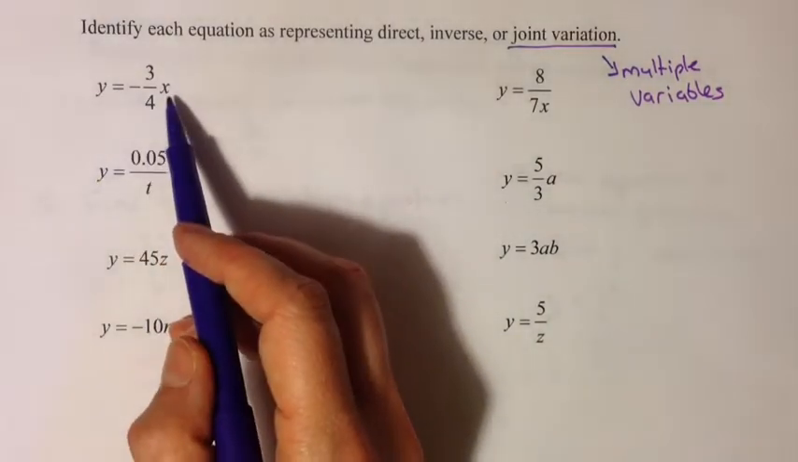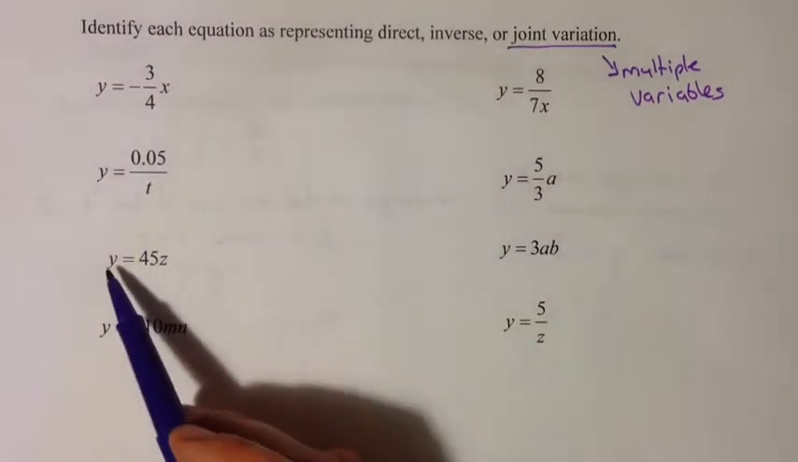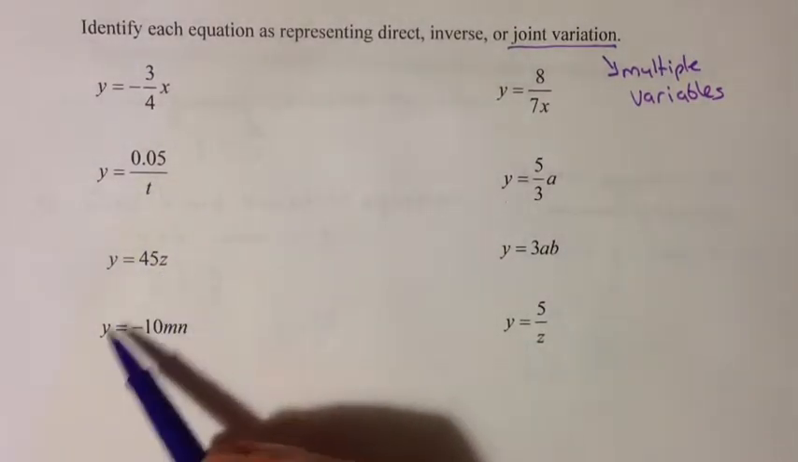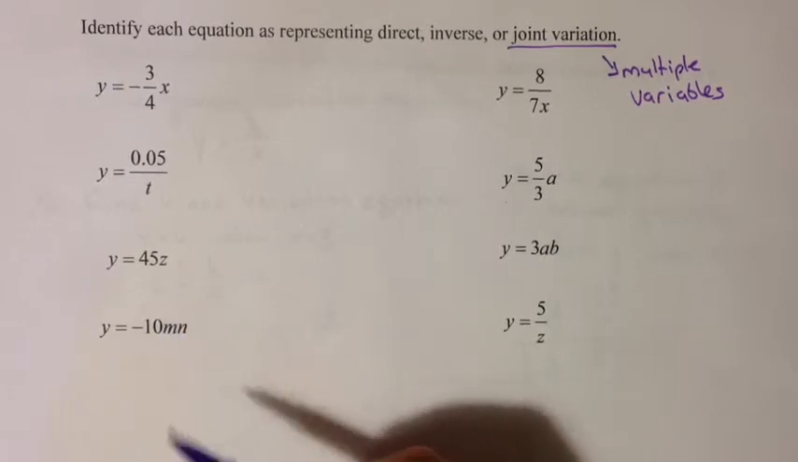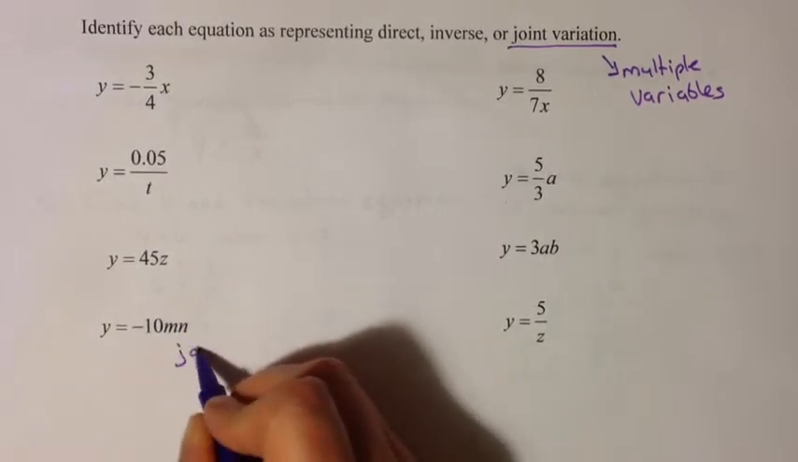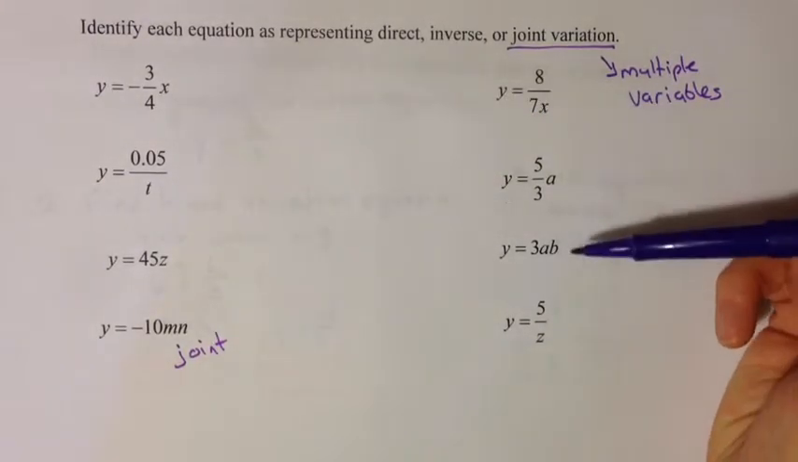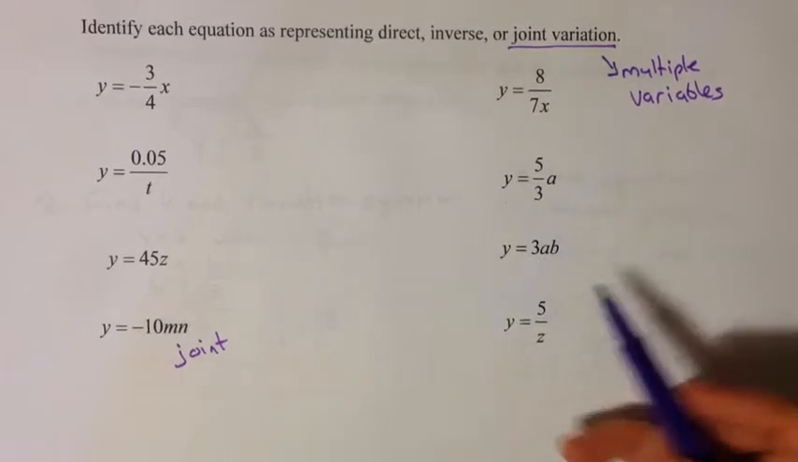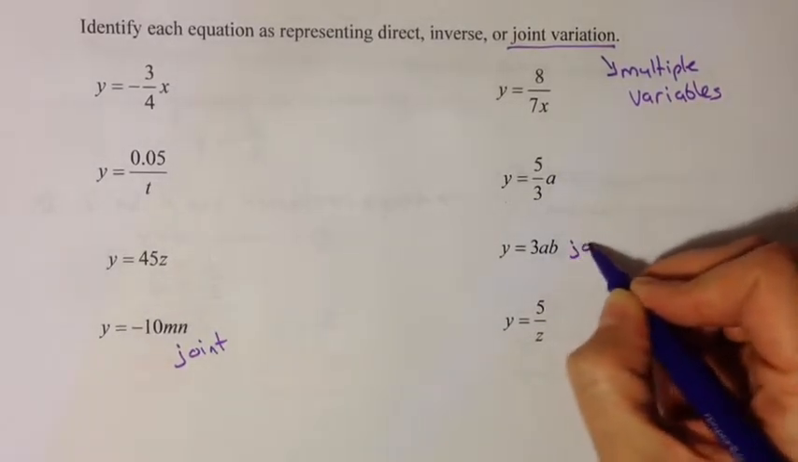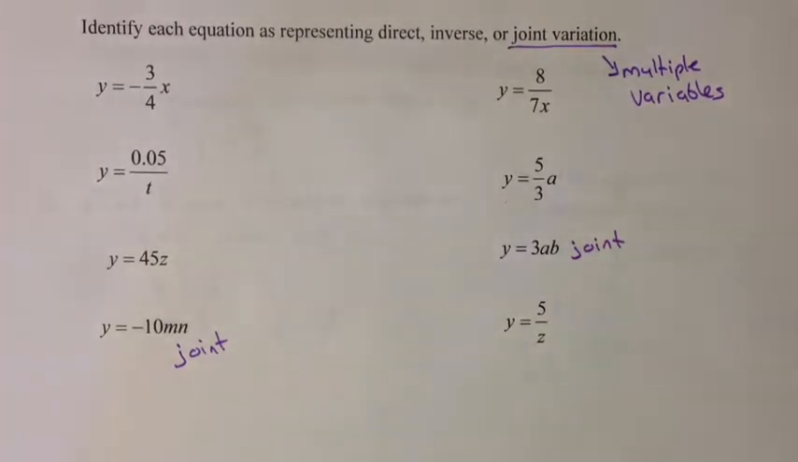Here I have y equals x, only 2 variables. Y equals t, only 2. Y and a z, only 2. Aha! Here we have 2 variables on the right-hand side, both an m and an n. That makes this one joint variation. Over here I've got a y and an x, a y and an a. Aha! Here I have an a and a b, so this one is also joint variation. And then here I have a y and a z. So those are the only 2 examples of joint variation on this page.